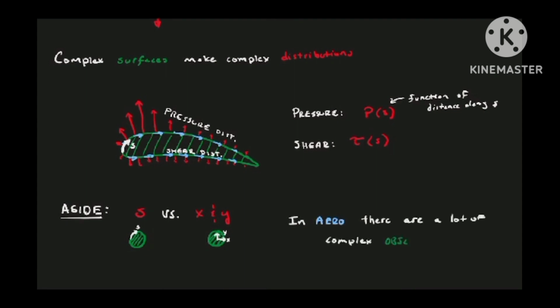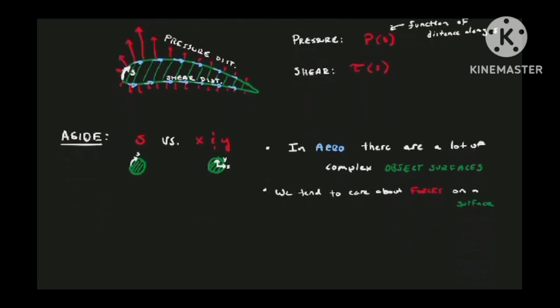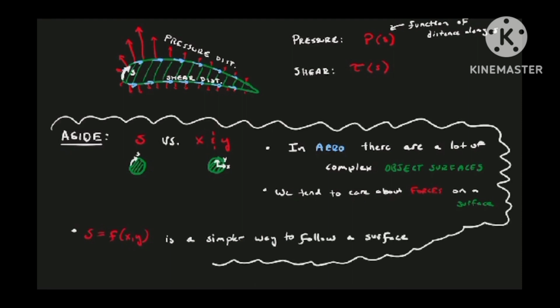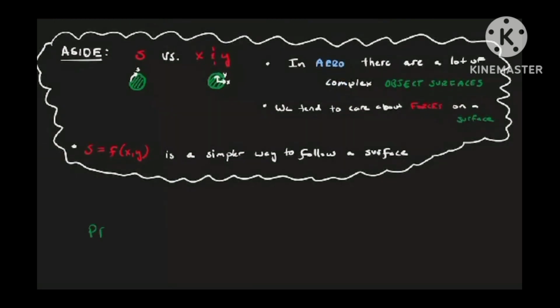However, in aerodynamics we encounter a ton of complicated surfaces. Cylinders, spheres, airfoils, fuselages, yada yada. And for the most part, we care about the forces on the object, which happens at the surface where the air meets the object. As we'll see from the math in this video, it is more convenient to define the curve S and use that than to keep track of the X and Y coordinates of the surface. Okay, back to it. Pressure and shear both produce a net force on the object.